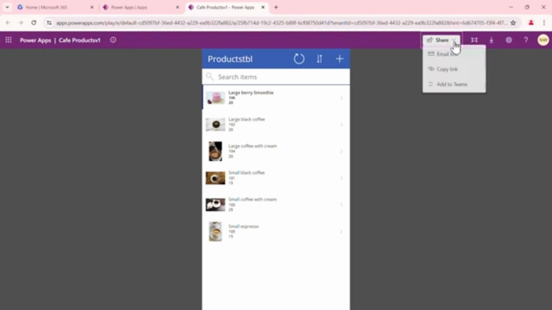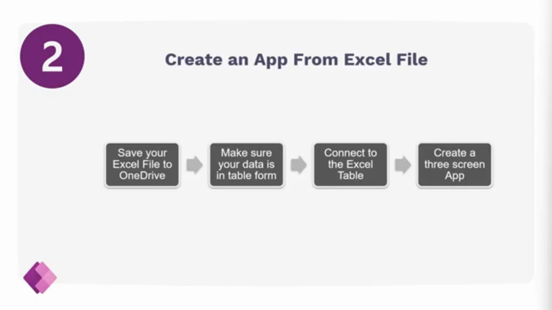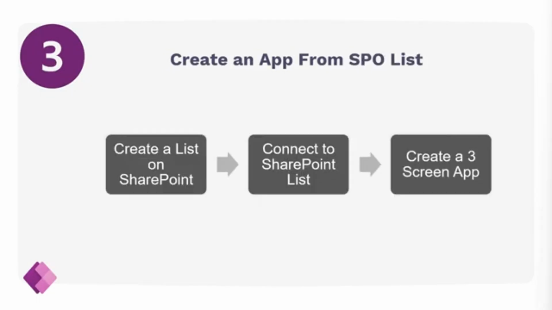Now to share it, I can simply click on the share icon here. And just like with any other Microsoft product on SharePoint, we can either generate an email link, or copy a link, or add this to Teams as well. We'll discuss how we can share this app a little later on, but that wraps up our creating an app from Excel file tutorial. For the third part of our lesson, let's create an app from a SharePoint list. It's also a 3-step process.